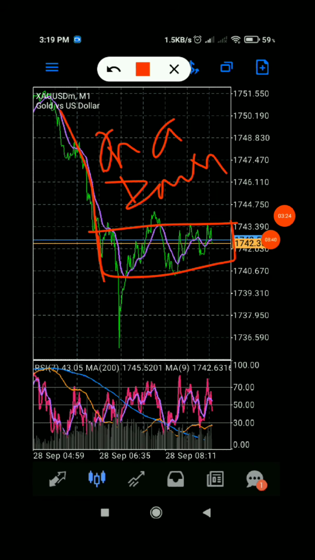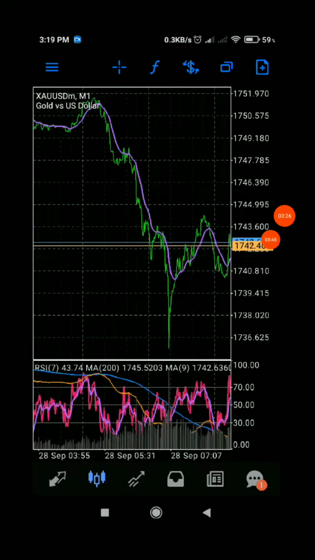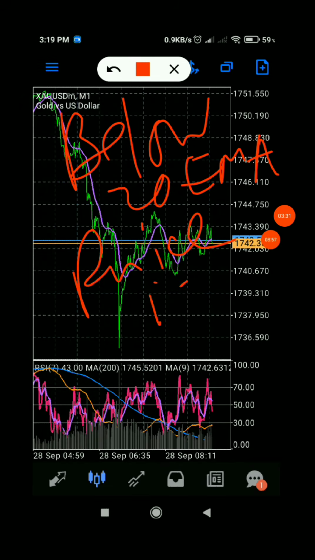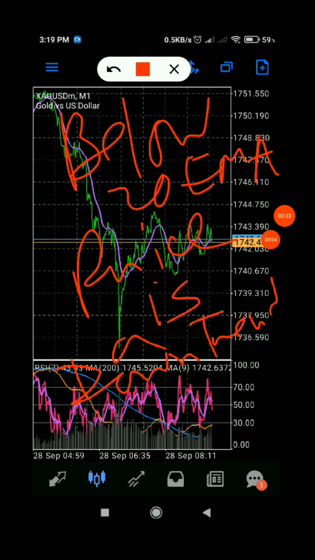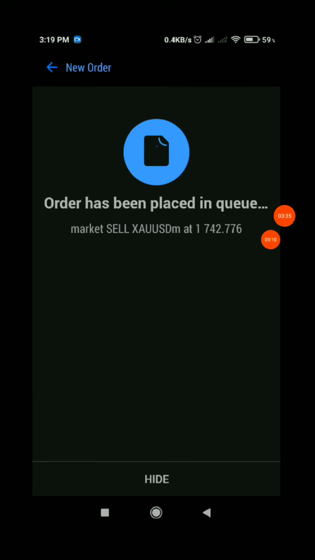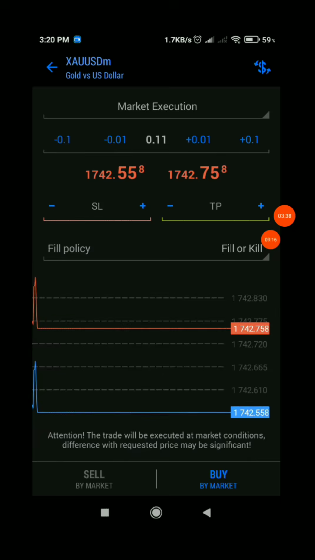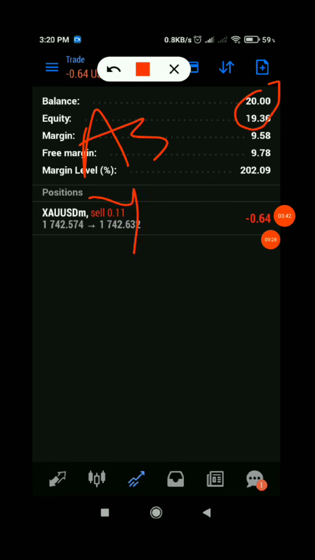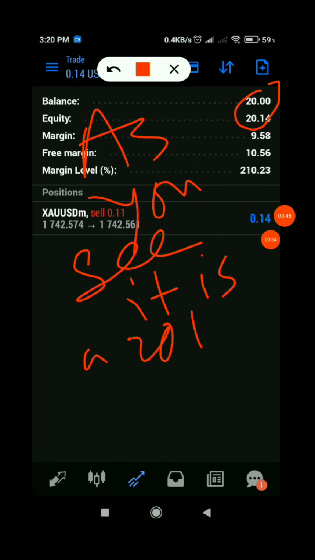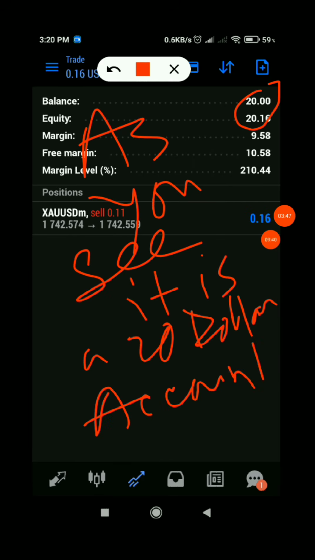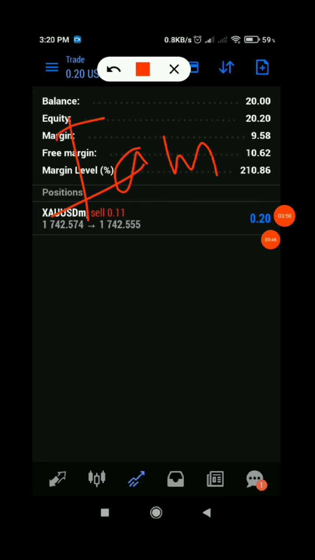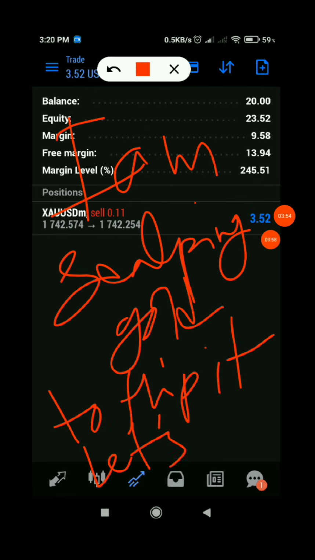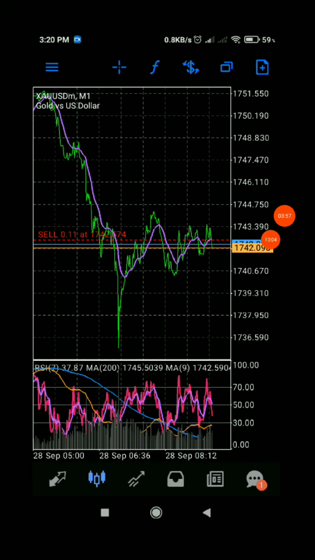As you see here, in this rectangular box price is fluctuating up and down, but price has been below the 200 EMA for a long time, so it's in a downtrend. But you have to keep eyes on the price swing. As you see here, it is a $20 account, a very small account, and I'm scalping gold to flip it. Let's see how we can do that.